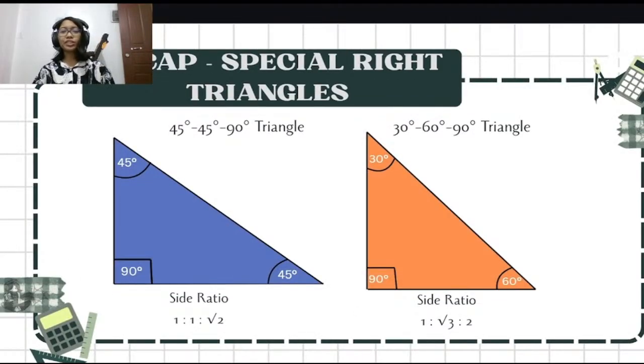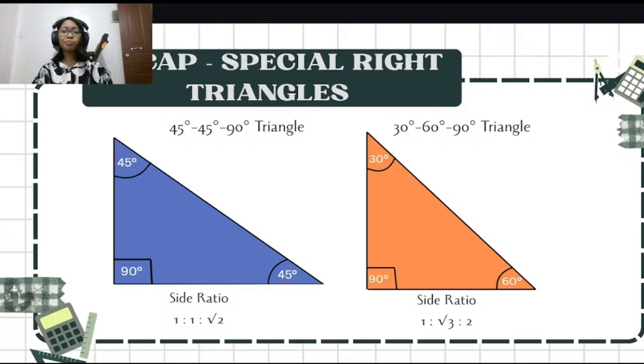Let's quickly recap what Nerine discussed. Special right triangles are right triangles with specific angle measures that always produce the same side ratios. In a 45-45-90 triangle, the legs are equal and the hypotenuse is the leg multiplied by the square root of 2. In a 30-60-90 triangle, the shortest side is opposite the 30-degree angle, and the side lengths follow the ratio 1 to the square root of 3 to 2.